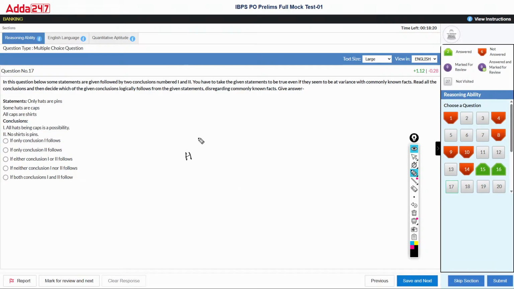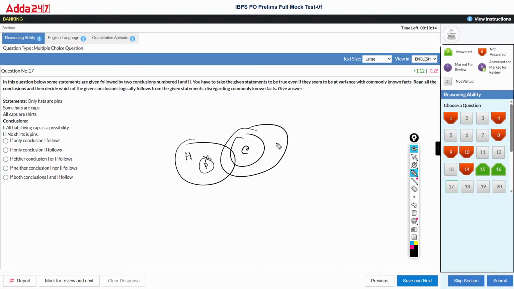Only hat, pins, some hat, cap, all cap, shirt, all hat being cap. All hat being cap is a possibility. No. No shirt is pin. Shirt, pin. Yeah. So only two.